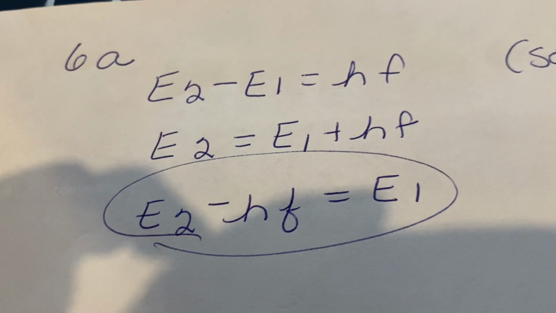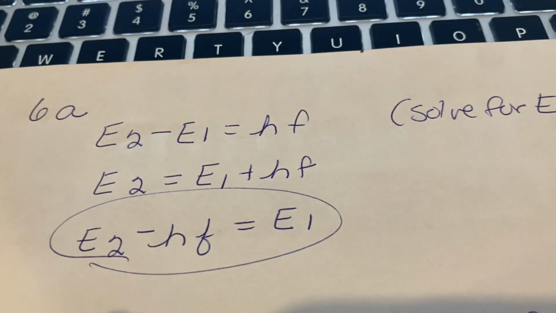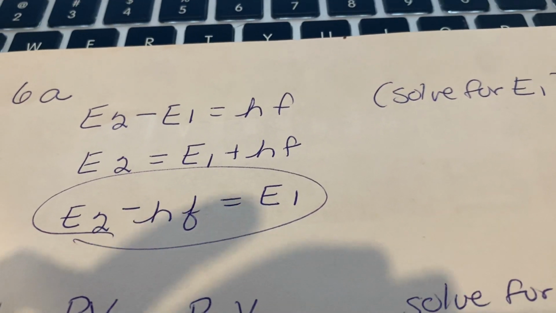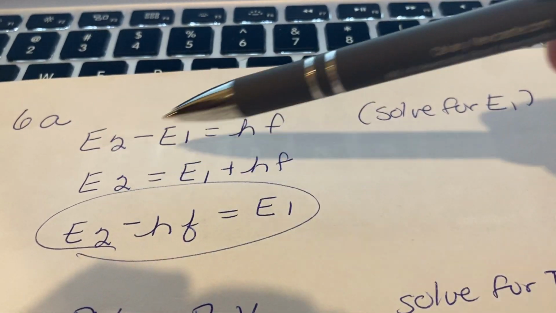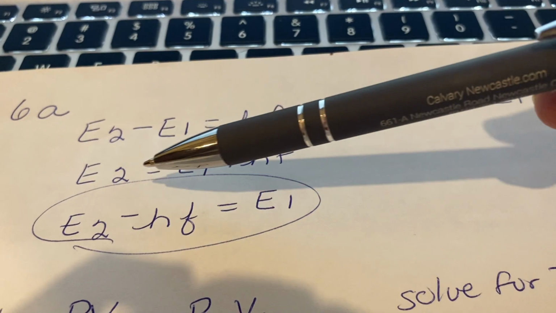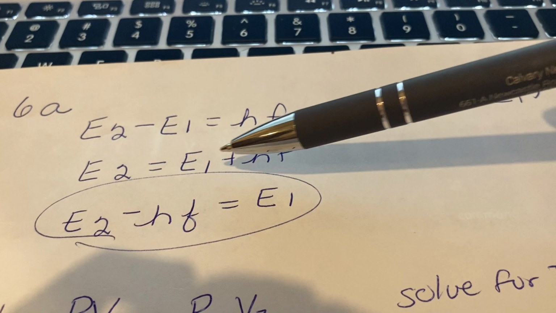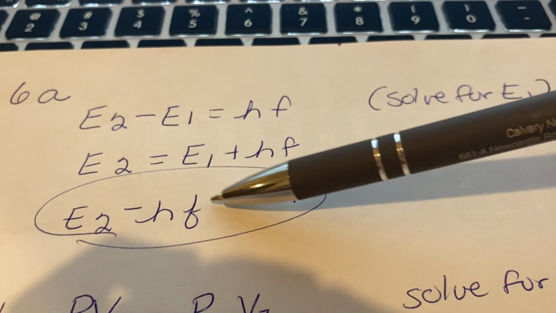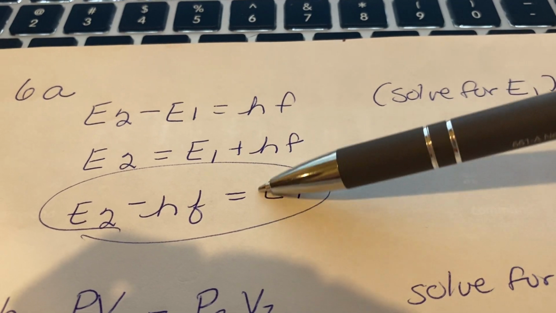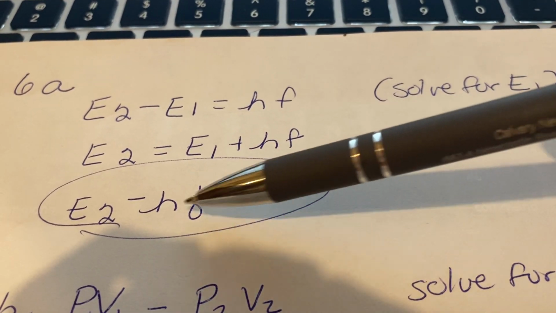Let's do this last one pretty quickly here, if I can. 6. A, this is just your algebra thing, changing things around. So we're going to solve for E1. You have E2 minus E1 equal hf. So we want to solve for E2 equals E1 plus hf, and you switch that around. You have E2 minus hf equal E1, or you can say E1 equals that answer.